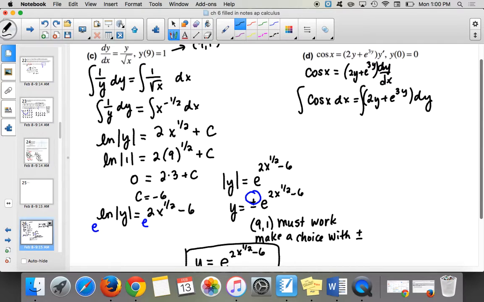So if I integrate cosine, what do I get? Sine of x. I'm going to put the plus c with the x, right? Sine of x plus c. This side's going to be y squared plus, how about e to the 3y? 1/3 e to the 3y, good. And we don't need the plus c on that side. This is one where you're not going to be able to solve for y. Can you guys tell that already?